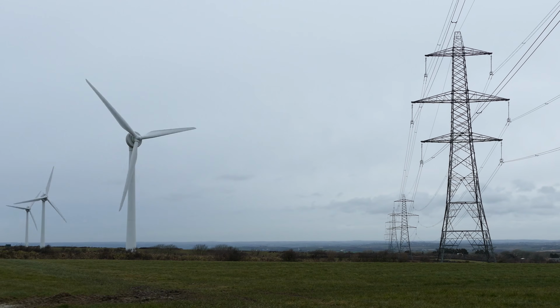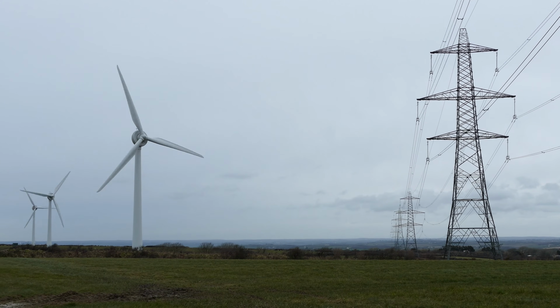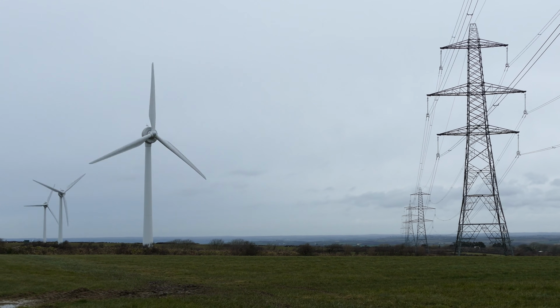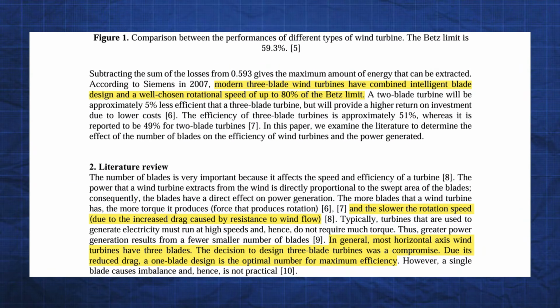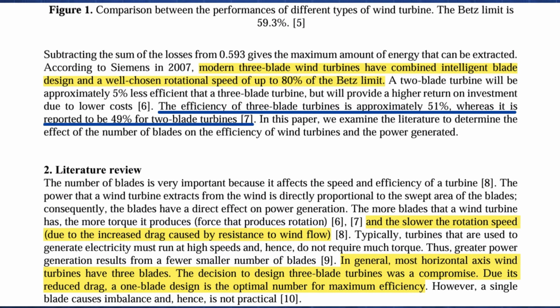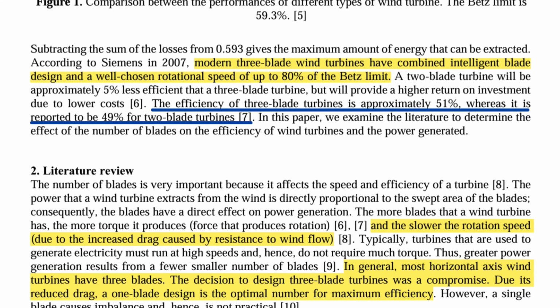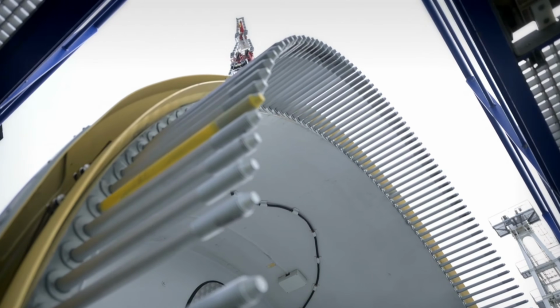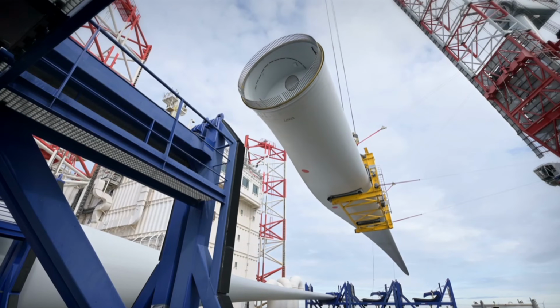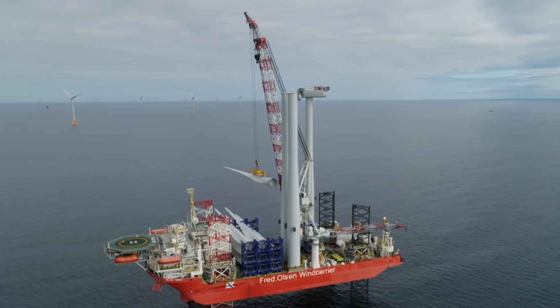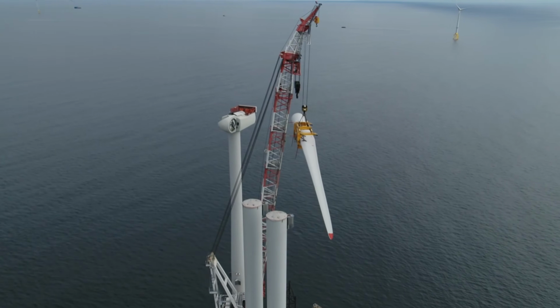Apart from this, for a 2-blade design to match the efficiency of a 3-blade design, it must rotate faster. A recent study has shown that 2-blade turbines are 3% less efficient than their 3-blade counterparts. In terms of weight and cost, 2-blade designs have a clear advantage with fewer manufacturing, handling, transportation, and assembly requirements, because there is one less blade to worry about.